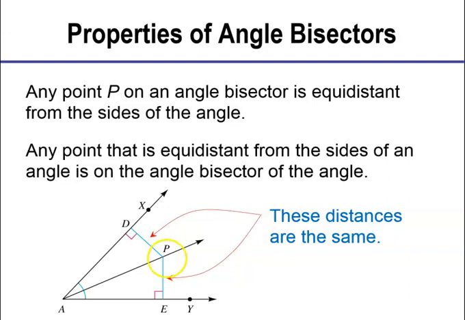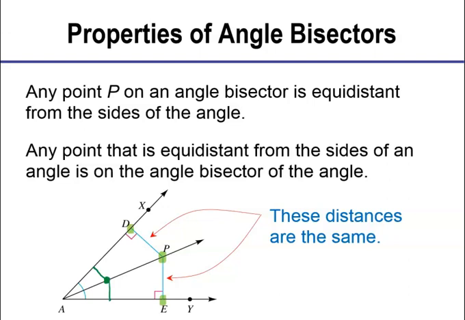So if I just pick a random point right here, it is the same distance from P to the line segment AX, at point D, and from P to the line AY at point E. These are the exact same distance. If I were to pick another point, say right here, and this is a different point P, again, we can measure the distance by going perpendicular to the line AX, and then perpendicular to the line AY. And again, these line segments are going to be the same length, okay? Which really means they're congruent.